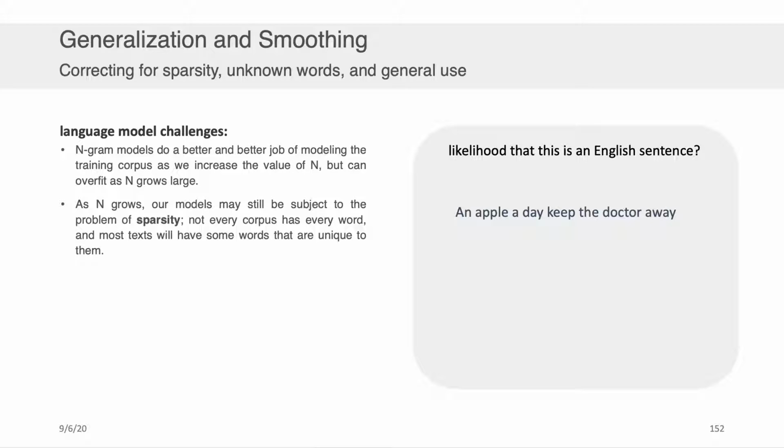Generalization and smoothing is motivated by the fact that n-gram models do a better and better job of modeling the training corpus as we increase the size of n, but they also overfit as n grows large. And this is because when n grows large, we start running into sparsity problems real quick. Not every corpus has every word, and most texts will have some words that are unique to them.